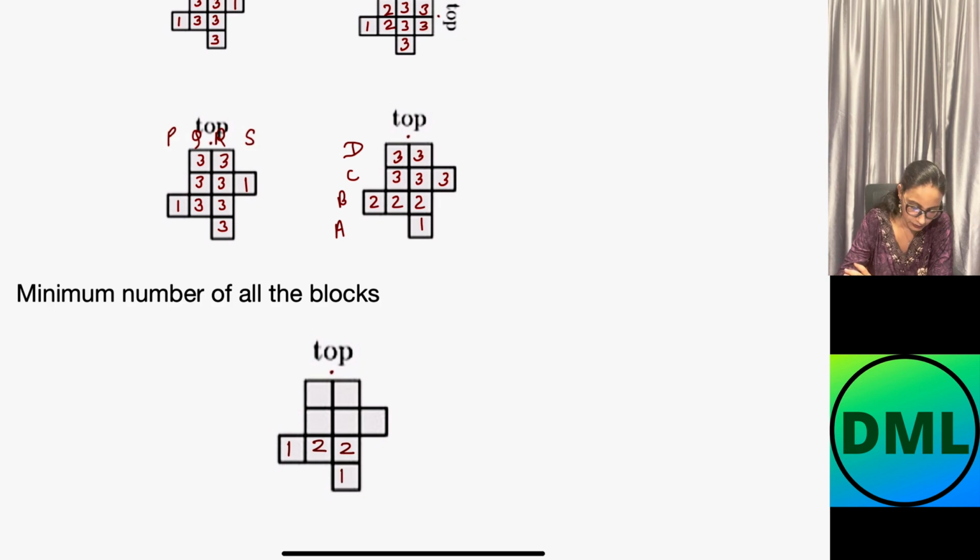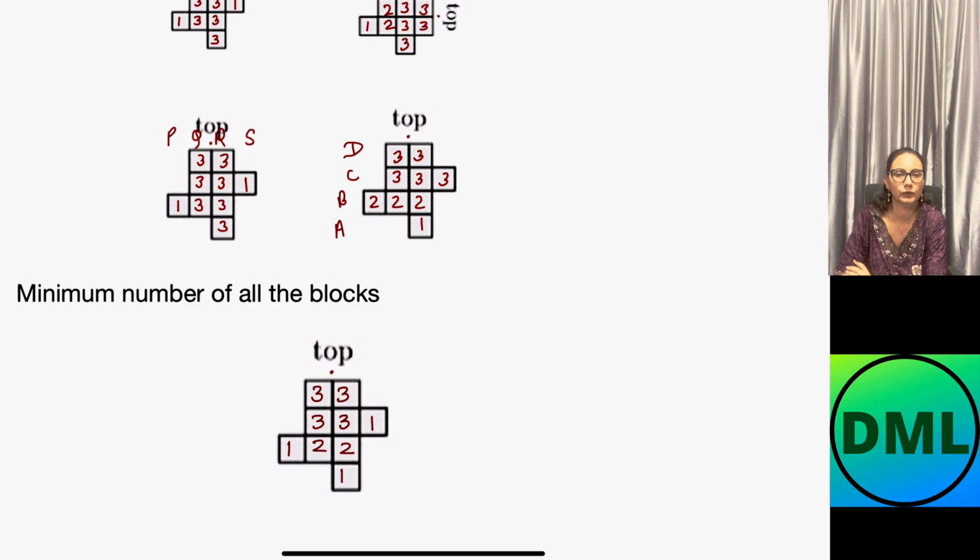Let's see the next cube here. This is 3, this is 3. So both are 3. Let's write down 3 here. This is 3, this is 3. So 3 is common. Let's write down 3 here. This is 1, this is 3. What is the minimum number? 1, right? Let's write down 1 here. Next, if we see this one, this is 3, this is 3. So let's write down 3 here. If we check this block, this is 3 and this is 3. Let's write down 3 here.